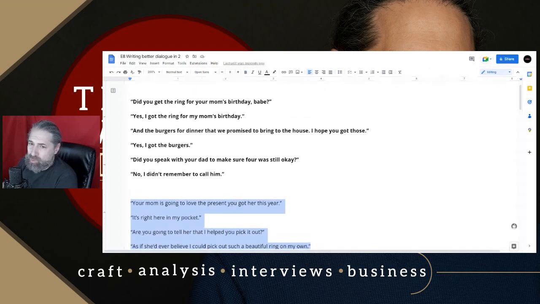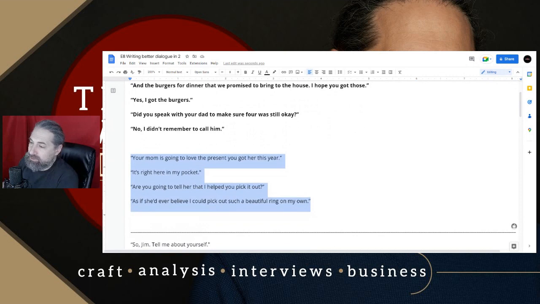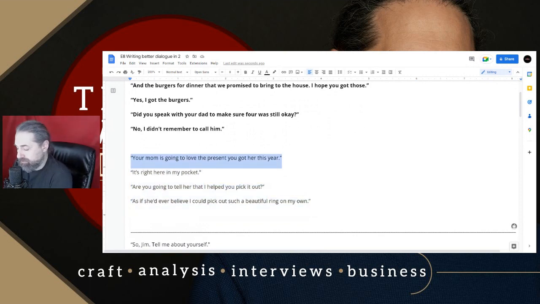And by the way, less is more doesn't necessarily mean you can't have people talk more. It just means whatever they say, let it have more impact. This has impact. Your mom is going to love the present you got her this year. There's information that there's a present that's needed for your mom. It's most likely celebrating something this year. Could be Christmas, it could be a birthday. That's not as important. What's important is the information that there is a present and they're going to see their mom. And then it's right here in my pocket.